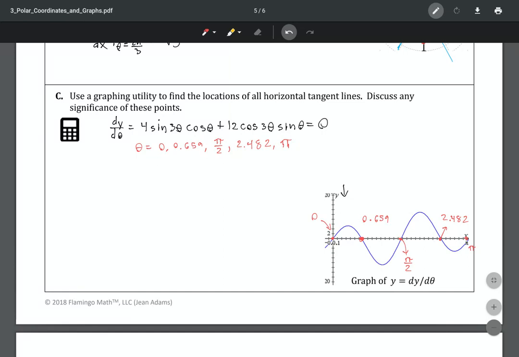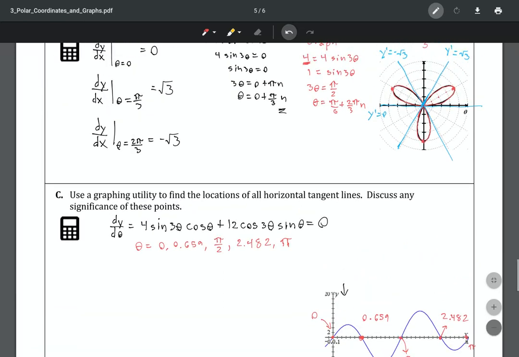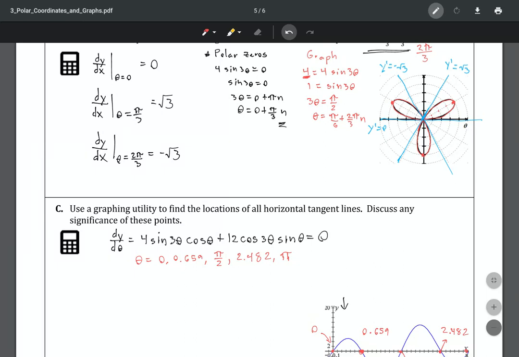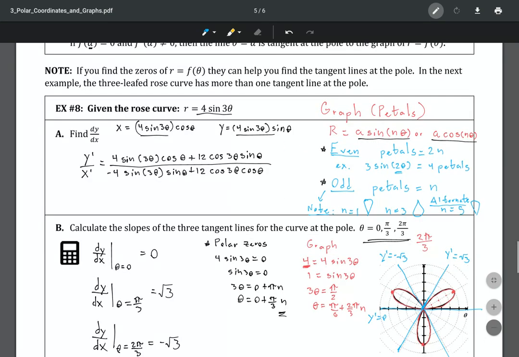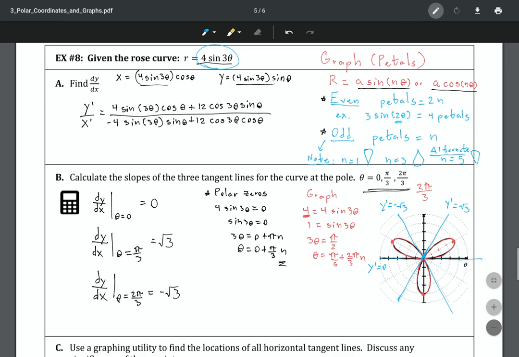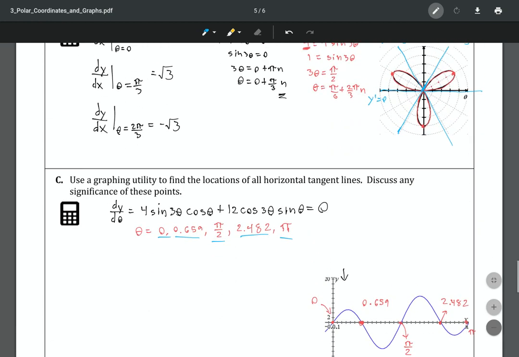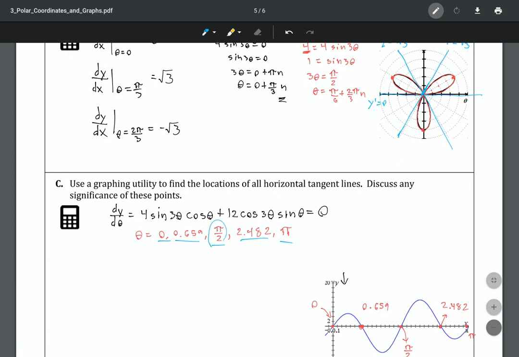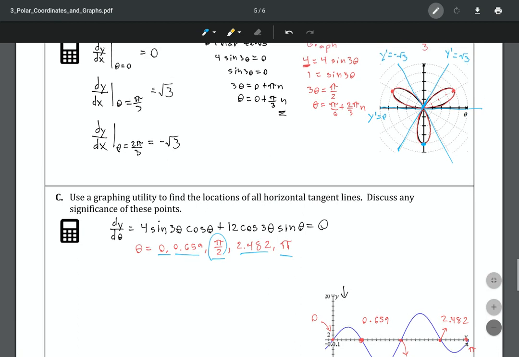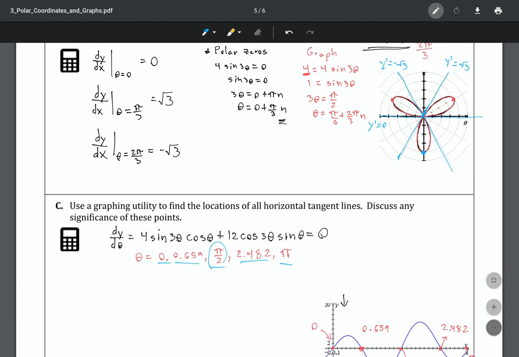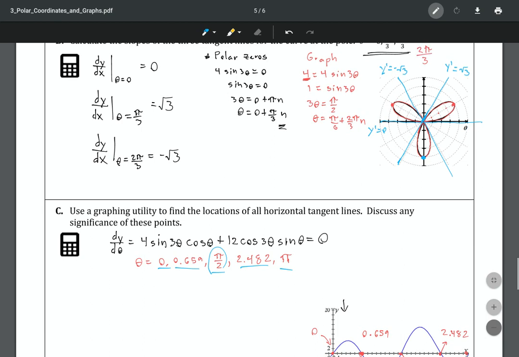Okay, so discussing its significance. Really, what we found, if you were to plug each one of these back into the original function, which is this one, there is one of them, which is this one, pi over 2. That would give you the maximum r value, if you will. And the r value is just the radius. So it would give you that.